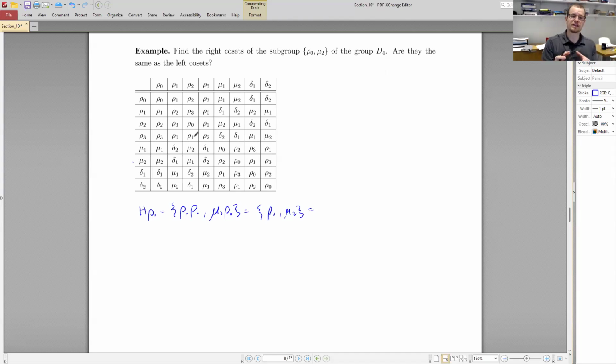Here, since we're looking at the right cosets instead of the left, we are interested in varying the elements on the right. So left, right. So we're interested in these rows, this row and this row. Excellent. So when I multiply on the right by row 0, it gives me row 0 mu2. When I multiply by mu2, it gives me mu2 row 0, the same thing.